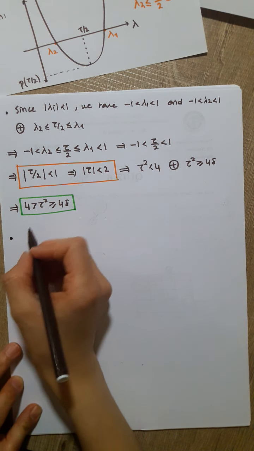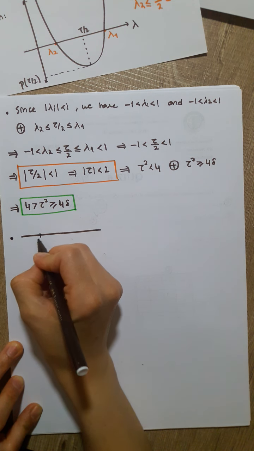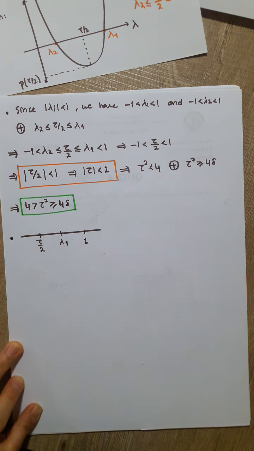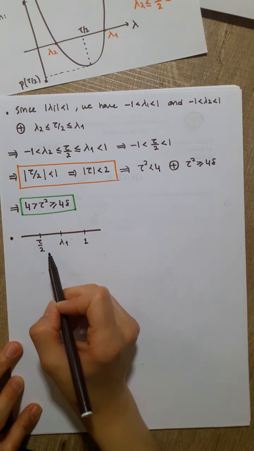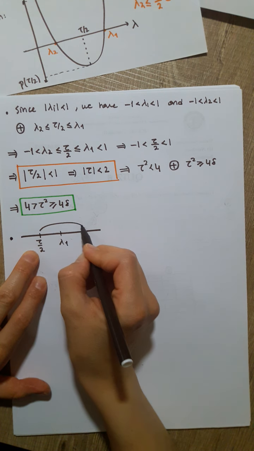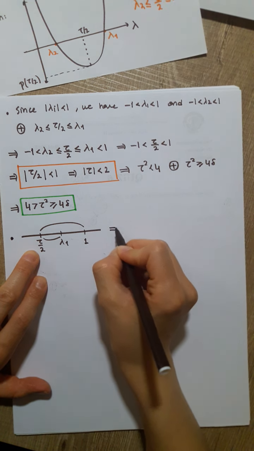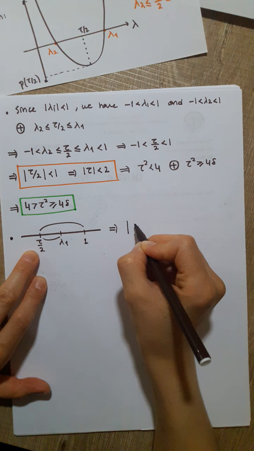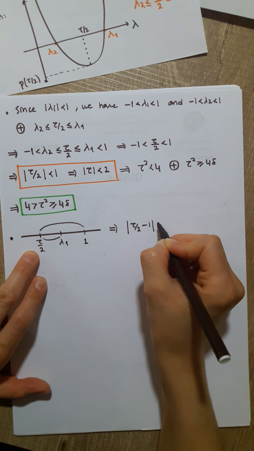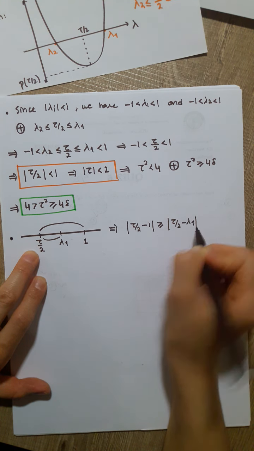I know this, right? We have such a real line. This is tau over 2, lambda 1 and 1. So if you look at this, you can directly say that this difference is greater than that difference. So I have the absolute value of tau over 2 minus 1 is greater than tau over 2 minus lambda 1.